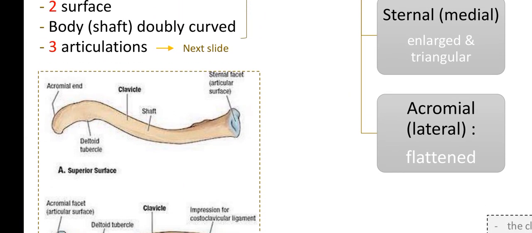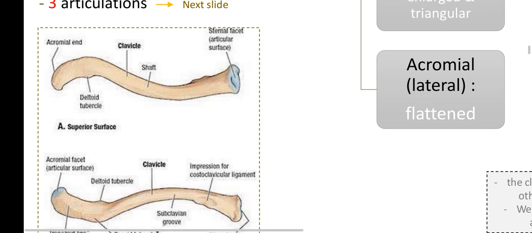It has two surfaces, pointing anterior and posterior. The anterior is usually smooth. The anterior is not rough. Do you know why it's not rough? Because there's no muscle covering it. Alright? But the posterior is rough. Do you know why? Because there are muscles attaching to it.